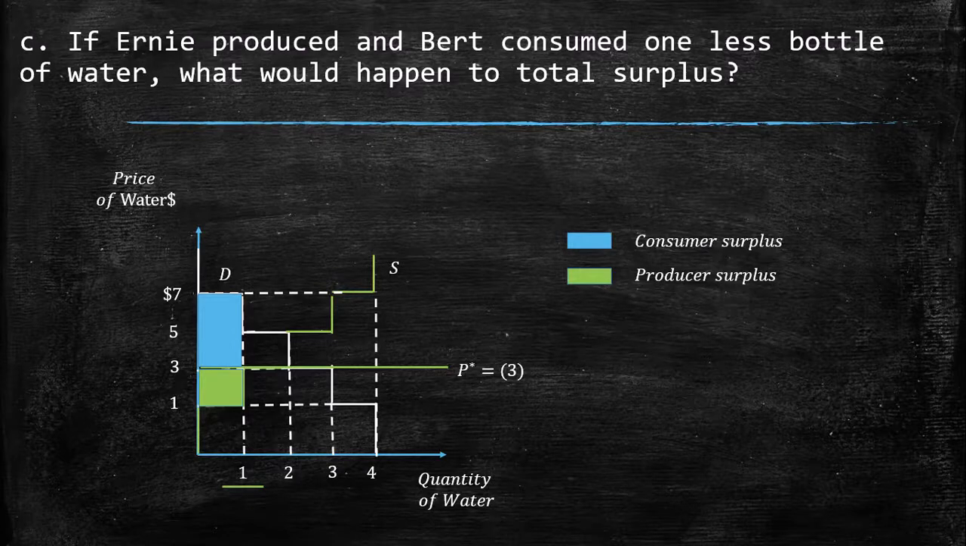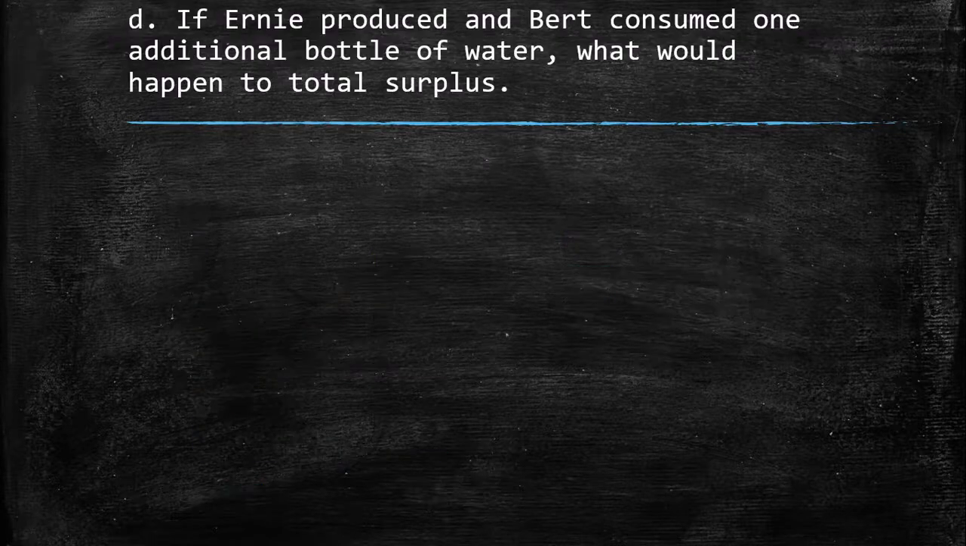But what happened with the total surplus? It decreased, because remember, this square was divided in two. It was split by the demand and the supply, but now it belongs to no one. Okay, so it's going to be the decrease in the total surplus. So D, Ernie produced and Bert consumed one additional bottle of water. What would happen to total surplus?